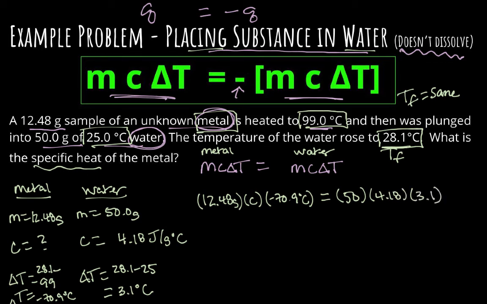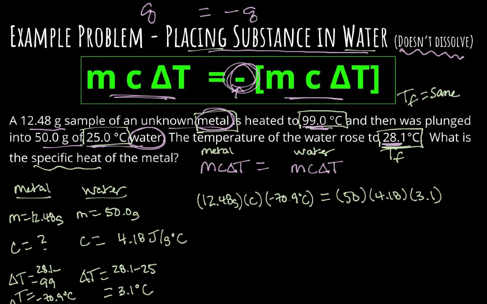Okay, now this is where you have to think about things and make sure you do this before you do any calculations. You have to assign this negative value to one of these two MC delta T's. The way you decide that is whichever one is releasing energy to the other one. So you could also look at it, whichever of the substances has a decrease in temperature. In this case, the metal went from 99 to 28.1. So the metal lost energy. It decreased or released energy. Whereas the water went from 25 to 28.